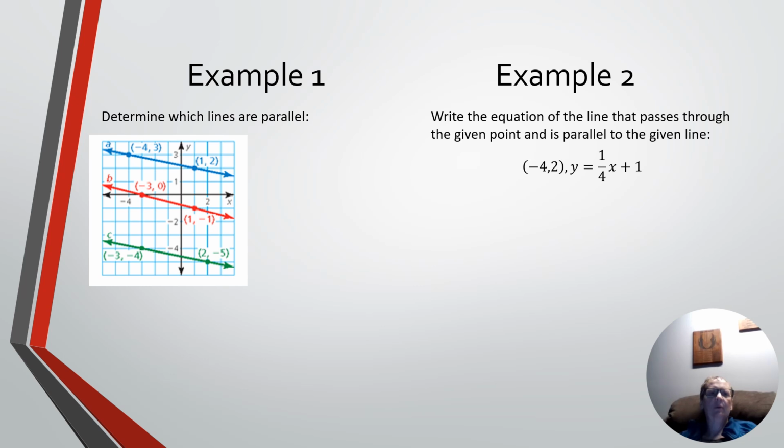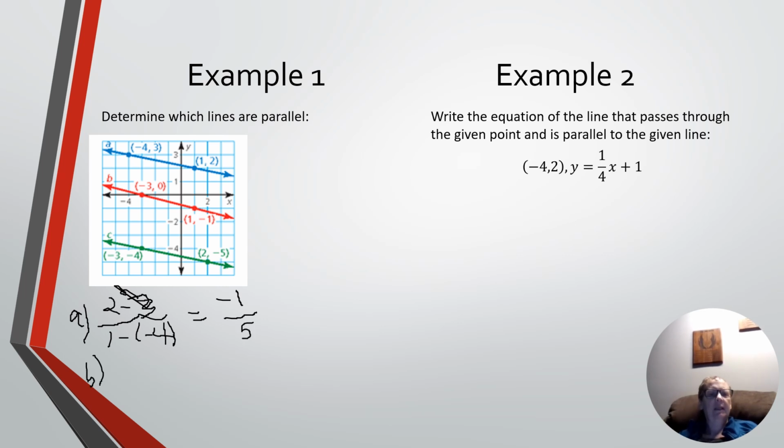All right, in our first example, we're asked to determine which of these lines are parallel. They all look parallel, but that doesn't mean that they are. I have to find their slopes to determine if they're parallel. So I'm going to start with line A, and I'm going to determine its slope. So it's change in y, which is 2 minus 3 over 1 minus -4. So 2 minus 3 is -1. 1 minus -4 is 5. That gives me the slope of line A.